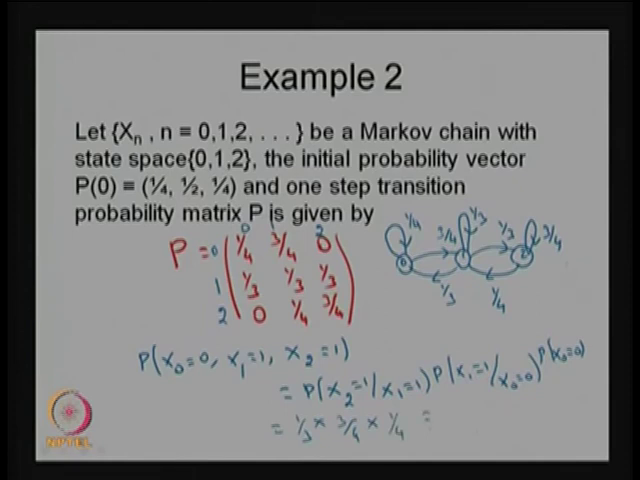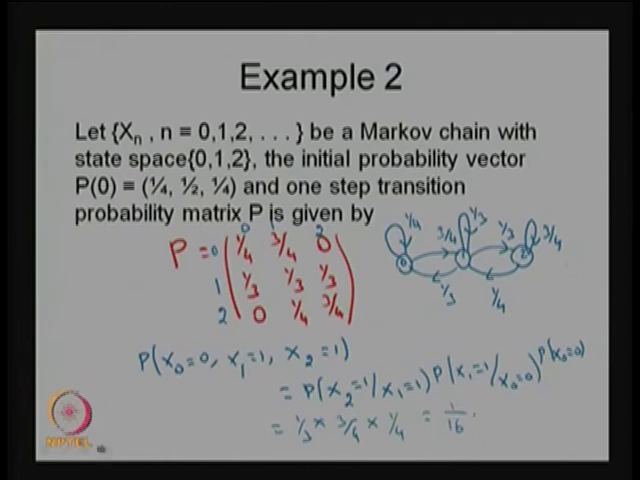So, if you do the simplification, you will get 1/16. So, this is the joint probability that the system was in the state 0 at the 0th step, in the state 1 at the first step, and in the state 1 at the second step. That probability is 1/16.